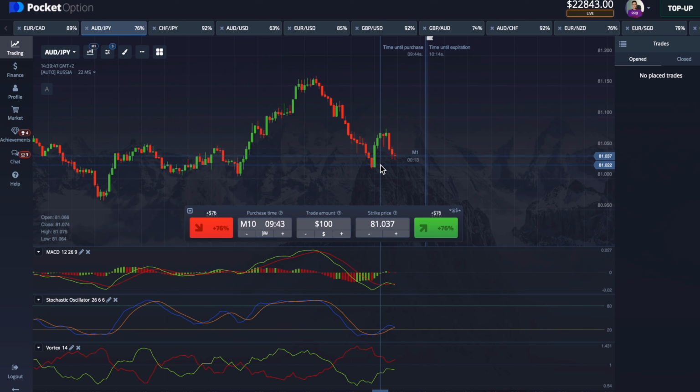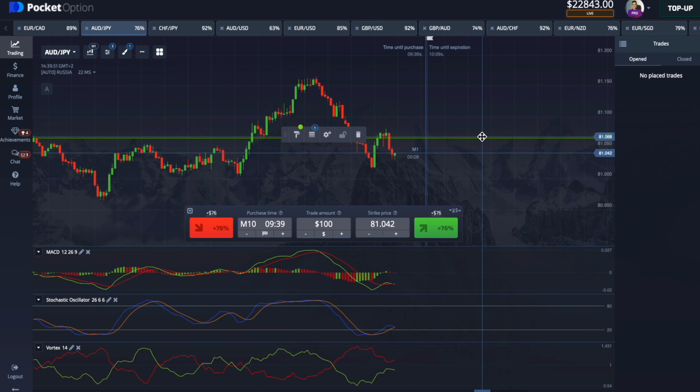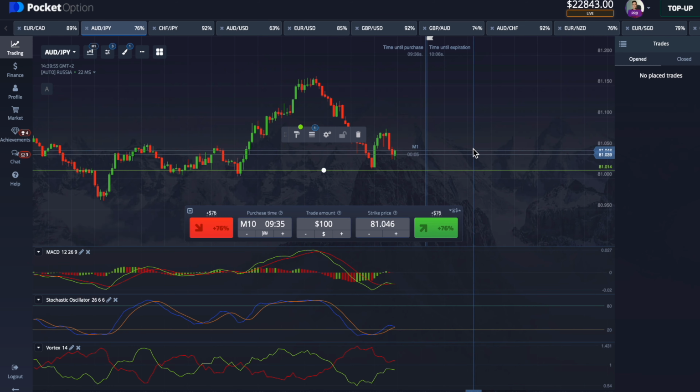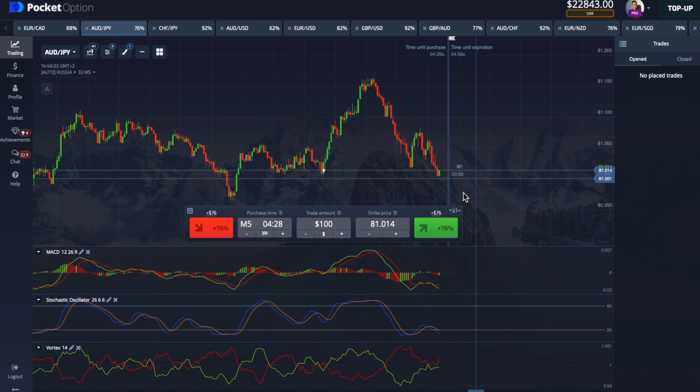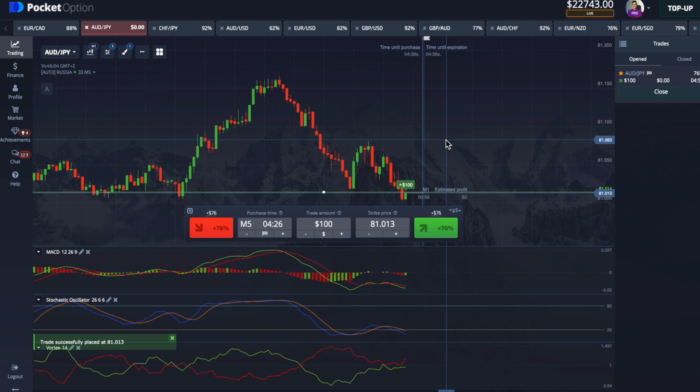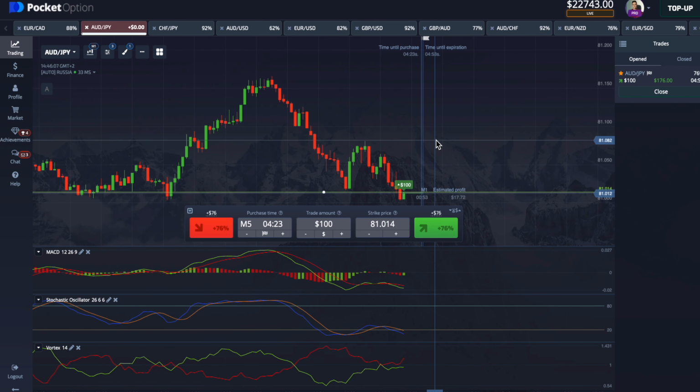So we pinpoint the level of support the market will go towards and wait. And as soon as it reaches this zone, we buy a call option expiring in 5 minutes.